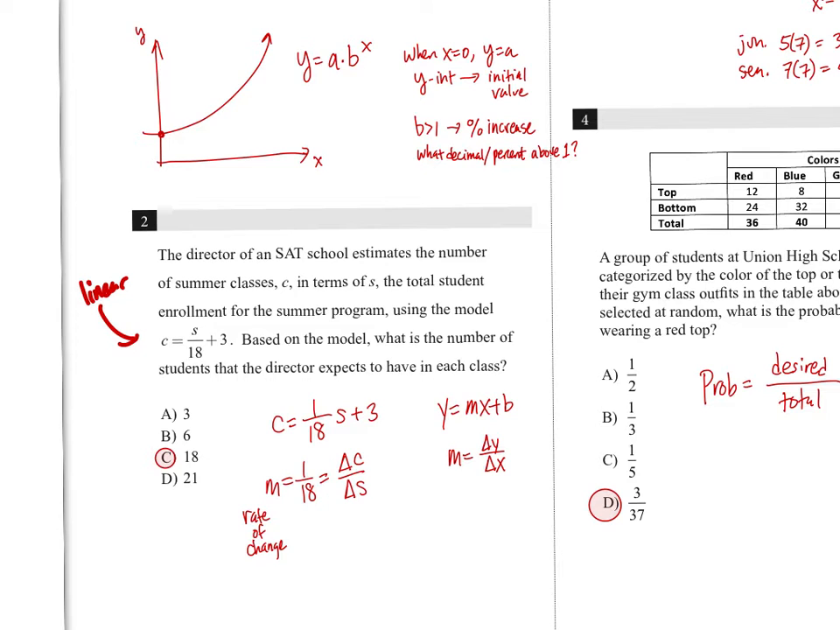So if the slope is the rate of change, right, and it's 1 over 18, what's the value on top? It's the change in y, or in other words, the change in c, in this case here. And on the bottom, it's the change in x, or in this case here, the change in s. So that lets us know that one class is going to contain 18 students. Every time we increase the number of classes by 1, the number of students, s on the bottom, is going to go up by 18. It doesn't really make much sense, but it's the best we can do with that particular slope.